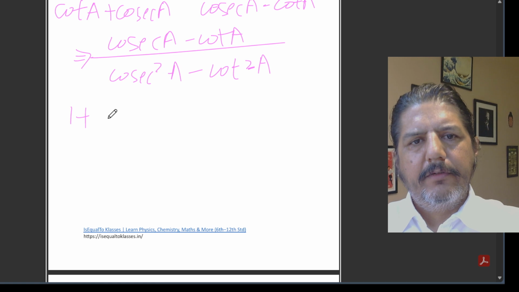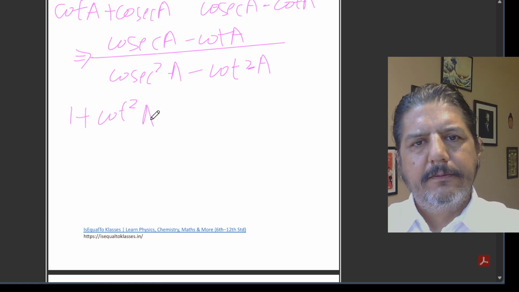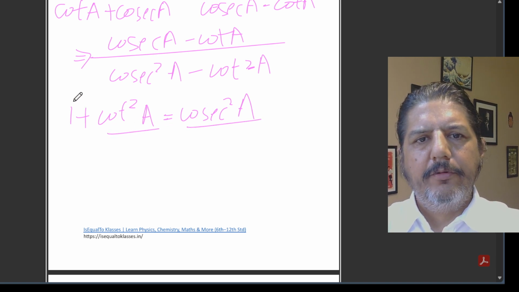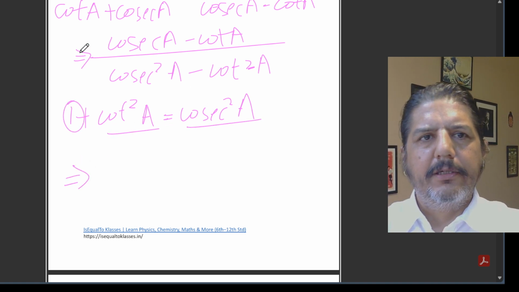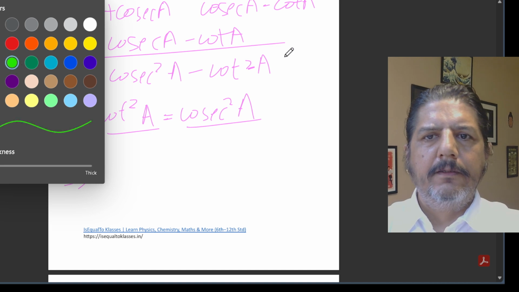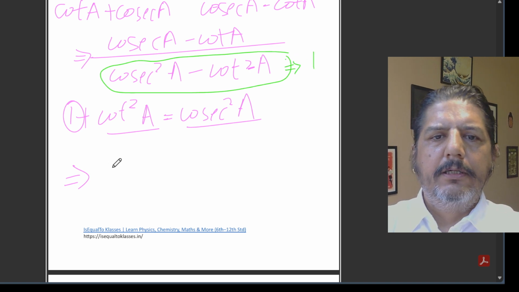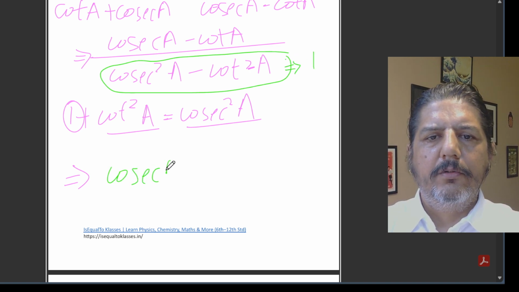And we understand 1 plus cot square A equal to cosecant square A. So cosecant square A minus cot square A would be equal to 1. So basically this denominator is actually equal to 1. So my final answer would be cosec A.